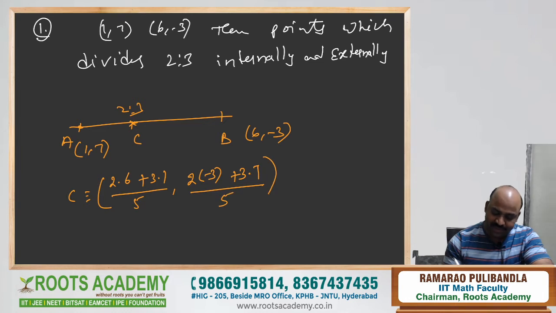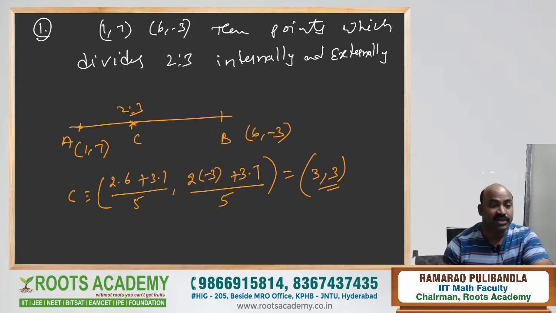If I simplify this, how much will I get? 12 plus 3 means 15 comma minus 6 plus 21 means 15, divided by 5, so I get the point (3, 3). That is the point of internal division.